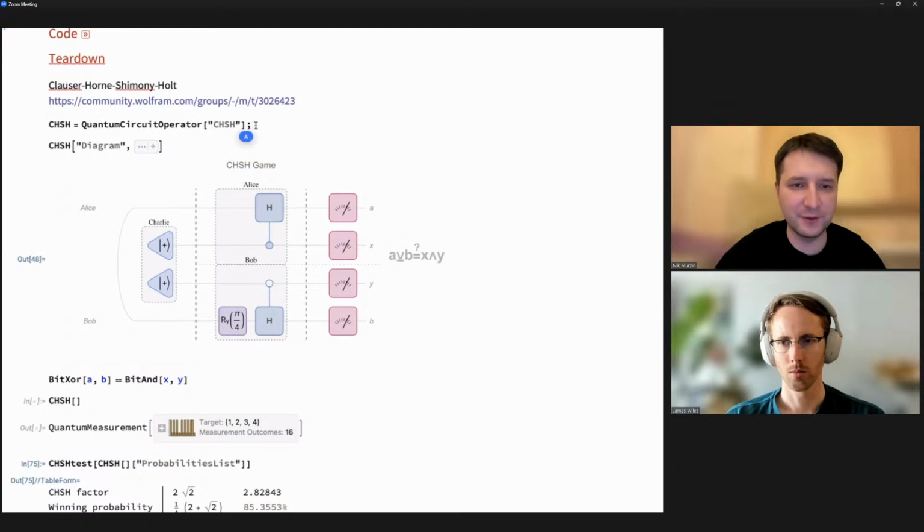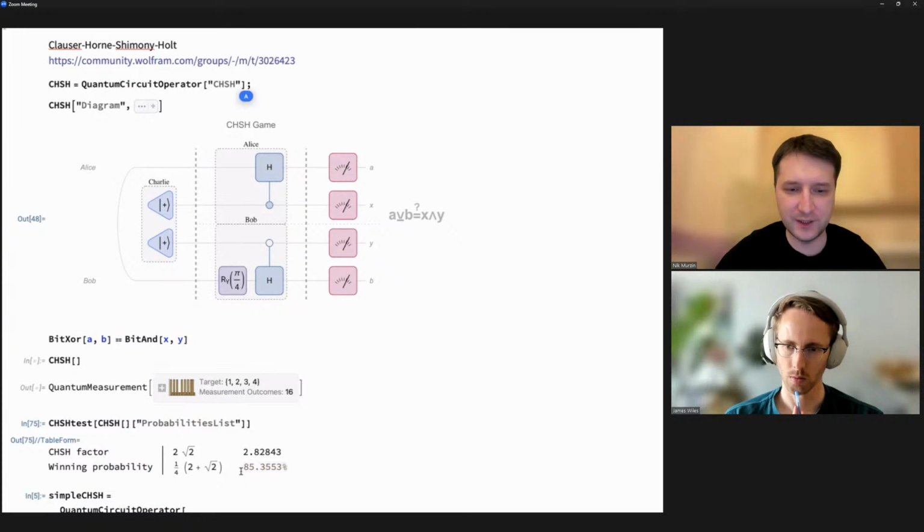But what quantum theory tells us is that they can do exactly this kind of experiment with all the quantum gates explicitly laid out and what they measure and all that, right? You can achieve more than 85% of winning at this game. This is the exact probability distribution that they can get after they deploy this strategy on the random inputs that Charlie provides them, right?